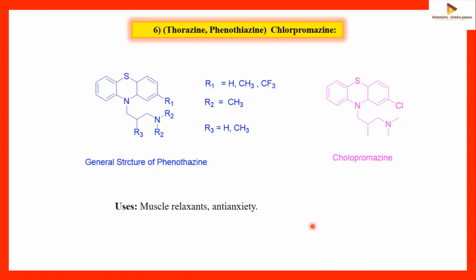So this is all about the classification of CNS drugs. CNS drugs have been classified into six types. The first class is hydantoin, and the example is phenytoin or dilantin. The second class is oxazolidinedione, and the example is trimethadione. The third is benzodiazepine, and the example is alprazolam. The fourth class is pyrrolidones, the example is Keppra or levetiracetam. The fifth is phenylisopropylamine, and the example is amphetamine. The sixth and last is phenothiazine, and the example is chlorpromazine.